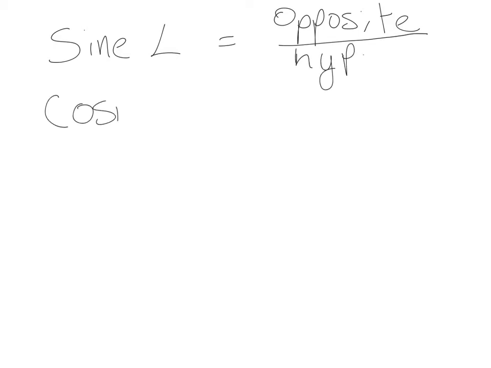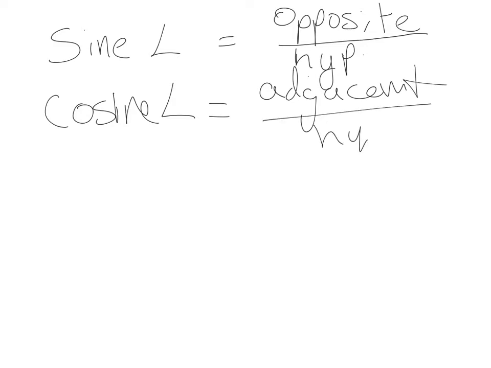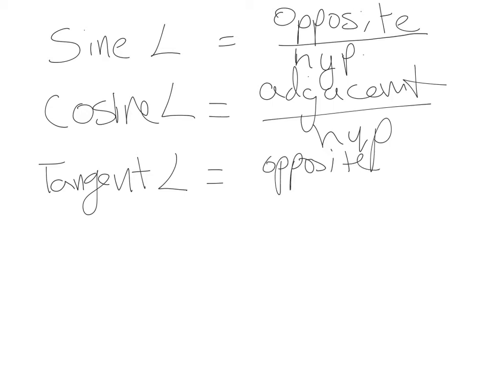The cosine of an angle is equal to the adjacent side over the hypotenuse. And we're talking about lengths here. So sine of an angle is equal to the length of the opposite side over the length of the hypotenuse. The cosine of an angle is equal to the length of the adjacent side over the length of the hypotenuse. And finally, the tangent of an angle is equal to the opposite side divided by the adjacent side.